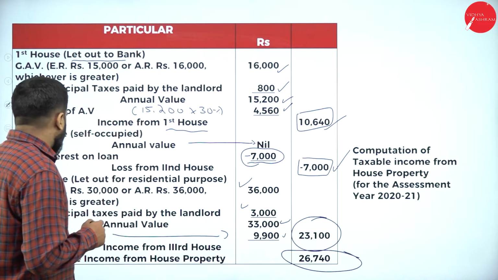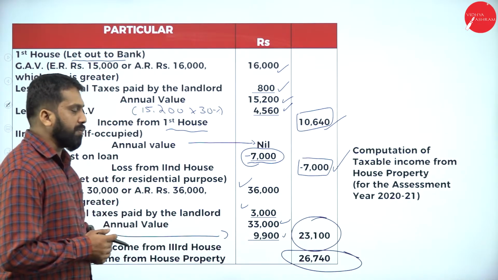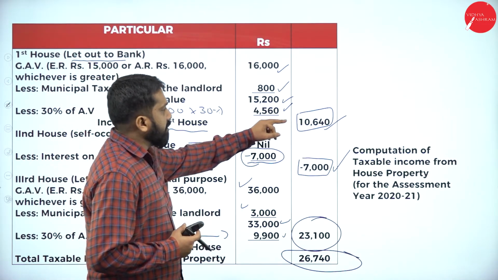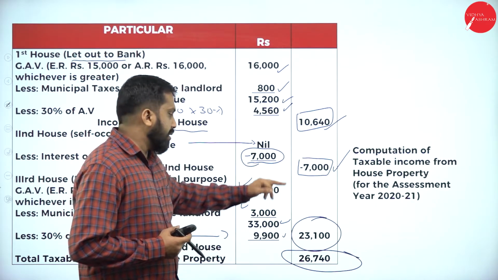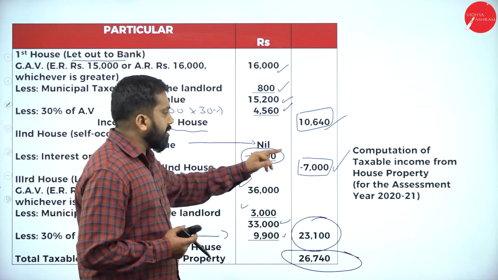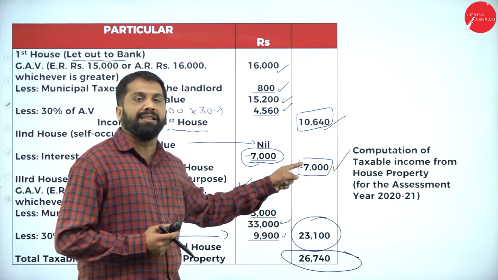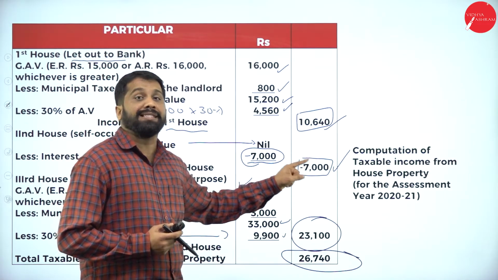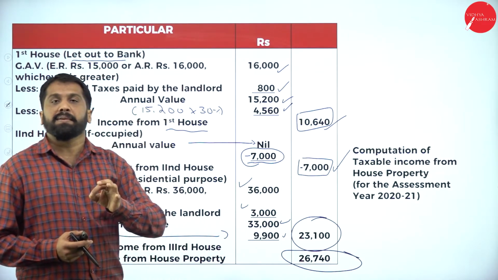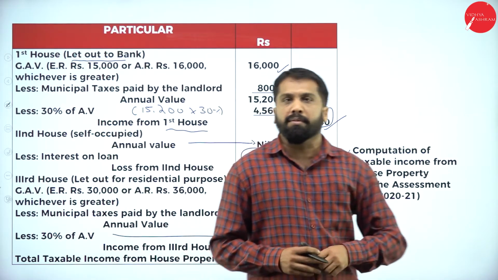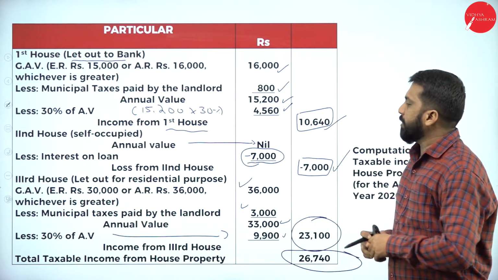So, your total taxable income from house property, how did we get it? Very simple. From this, you have to minus this, you have to add this. If this is also profit, then we can add all three. But this is a loss. Loss has to be set off or deducted. Clear? Yes. This is all about your problem number 9 for the day.